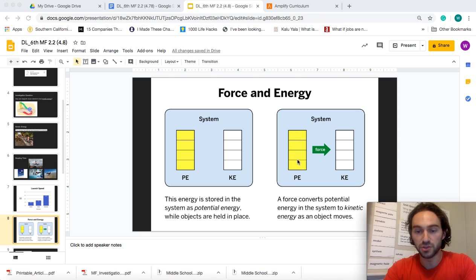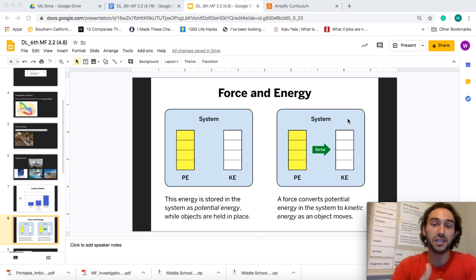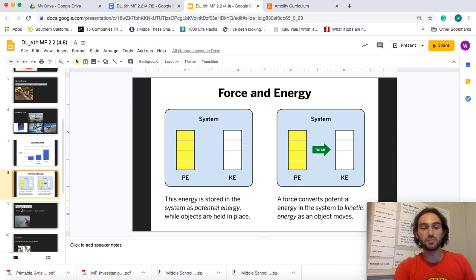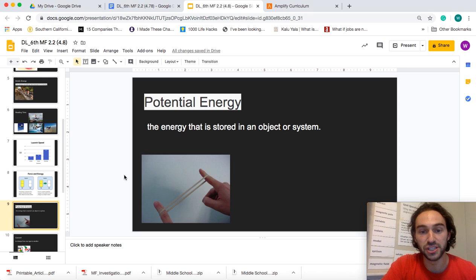And so all of this goes down and all of this goes up, right? So what kinetic energy comes from is actually the potential energy of a system. What is potential energy, you might ask? It's the energy that is stored in an object or system. So again, potential energy is stored. That's a question you're going to have to know for later.